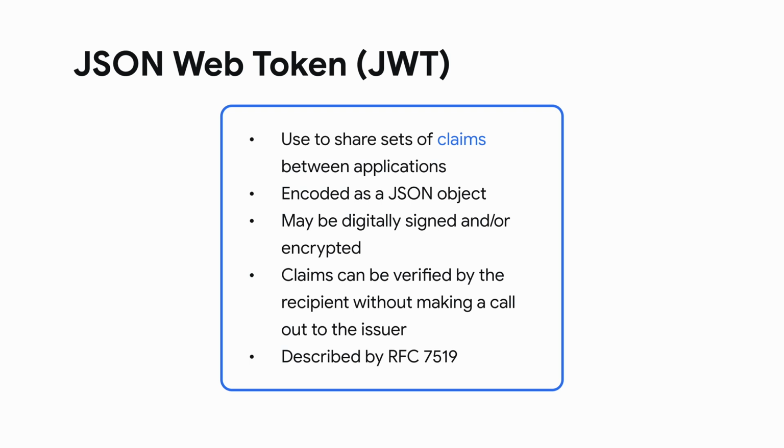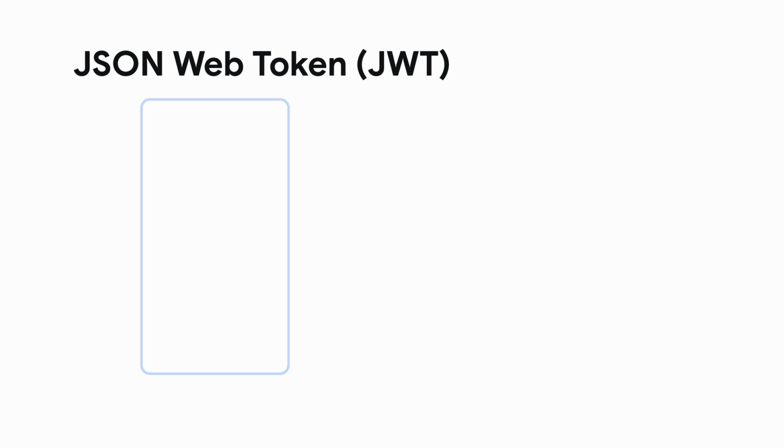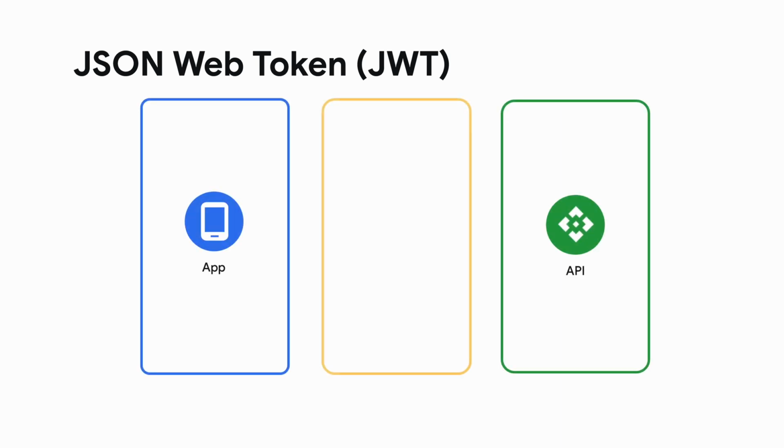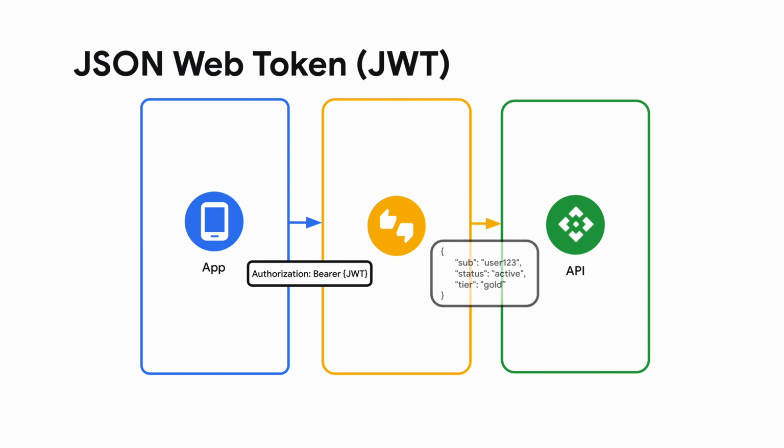In a typical scenario, an application that needs to send information about itself or a user may generate a JWT and send this to the receiving API as a bearer token using the authorization header. The server will verify the incoming token and decode it to retrieve any claims contained within it.